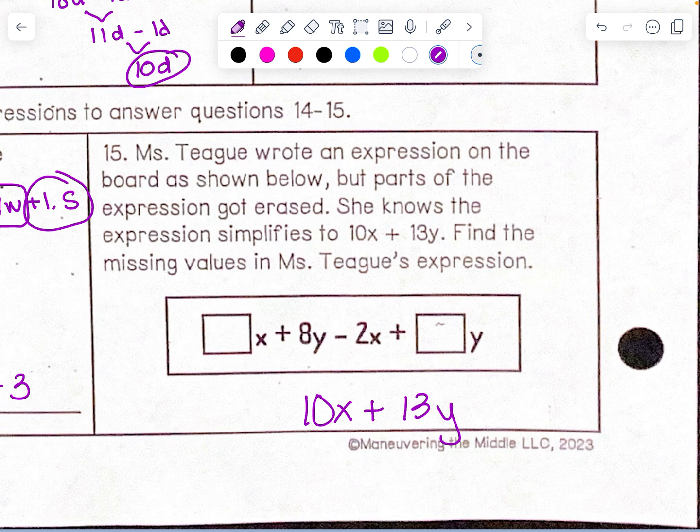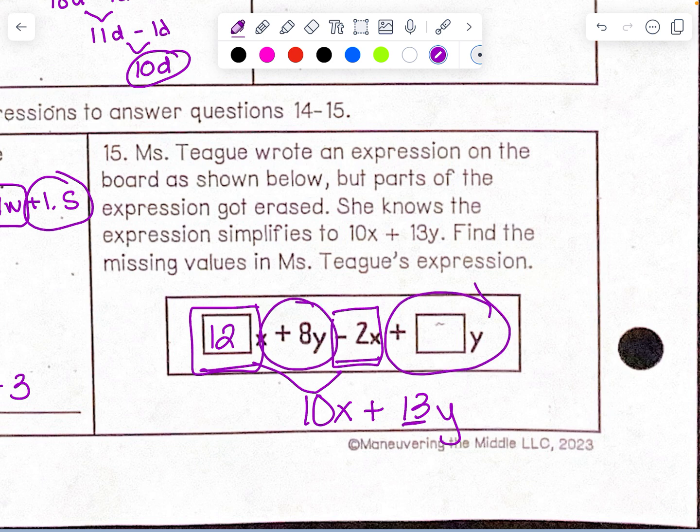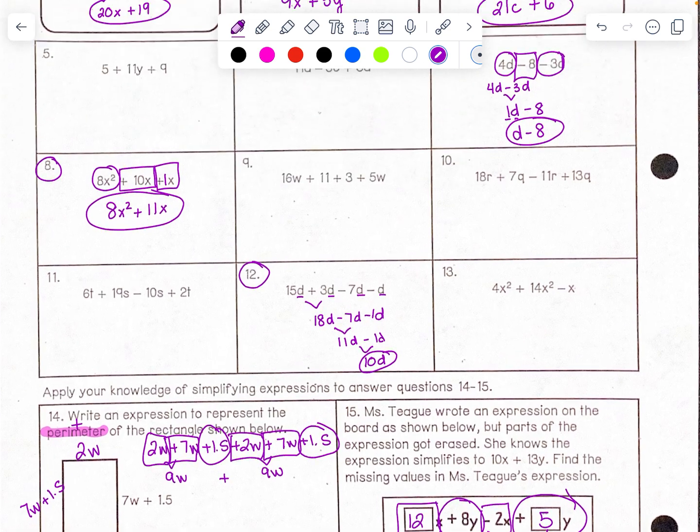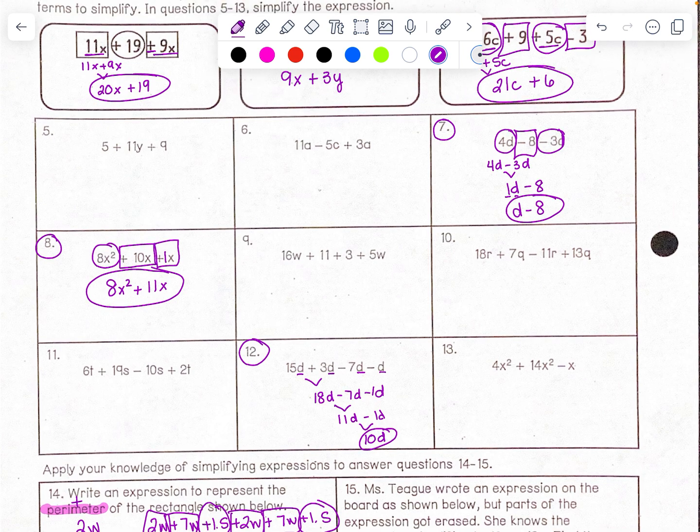Okay, hopefully you tried to figure this out. So you know there's something x minus 2x, okay? How can I end up with 10? You should recognize that you'd have to have a 12x minus 2x. And with the y's, 8y plus something y to equal 13y, recognize that that has to be 5. All right, I want you to do the rest of these on your own and then come back and check your answers before moving on to the homework.